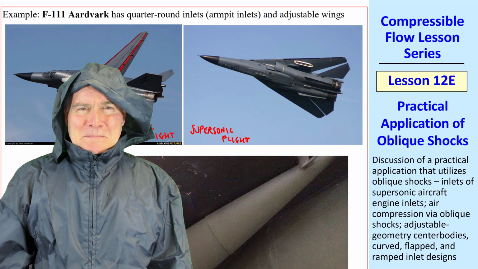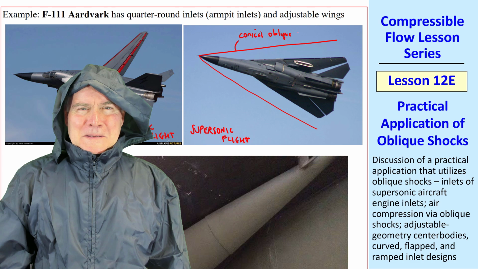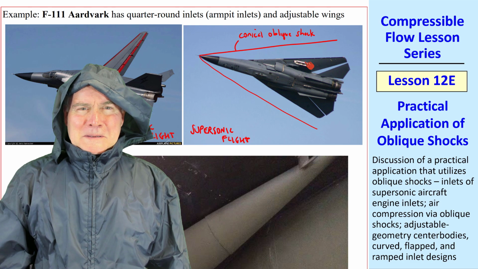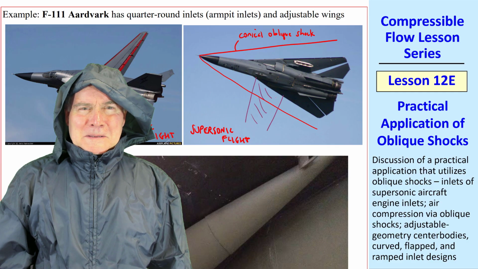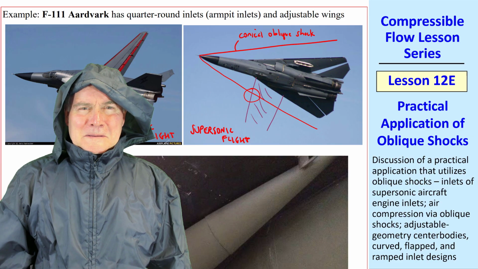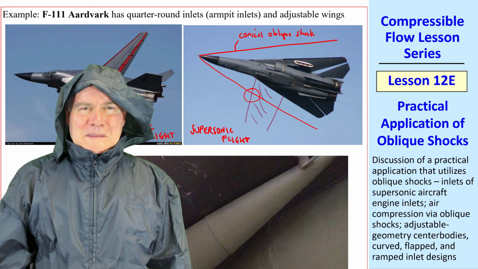Why do they sweep back the wings? Well, first of all, note that this sweep back occurs only in supersonic flight, where we get a conical oblique shock from the nose of the aircraft. If these wings were not swept back, but instead looked like that, you would have lots of problems with the interaction of this oblique shock with the wing. And by sweeping it back, the entire wing is within the downstream portion of the oblique shock.